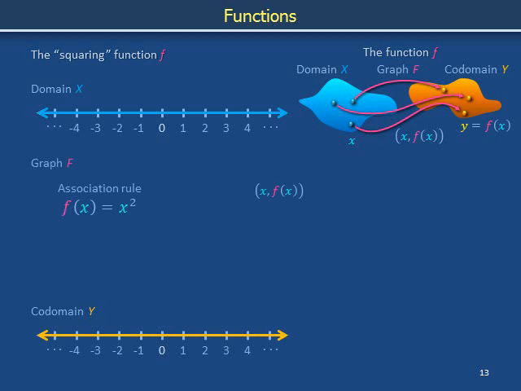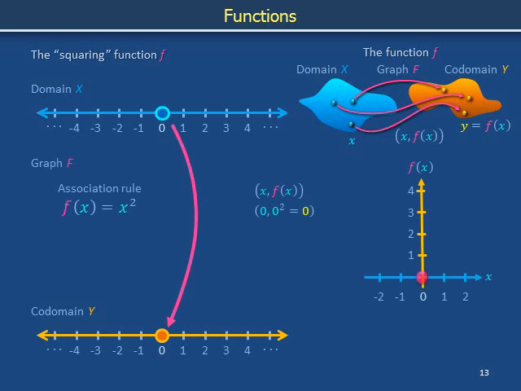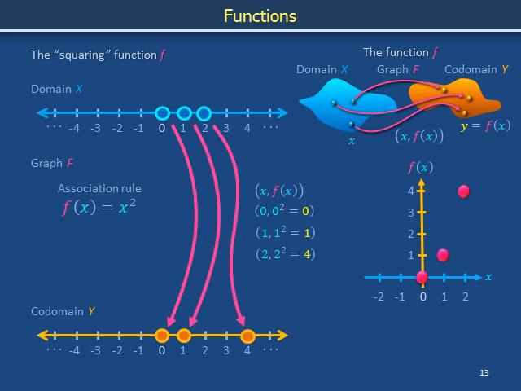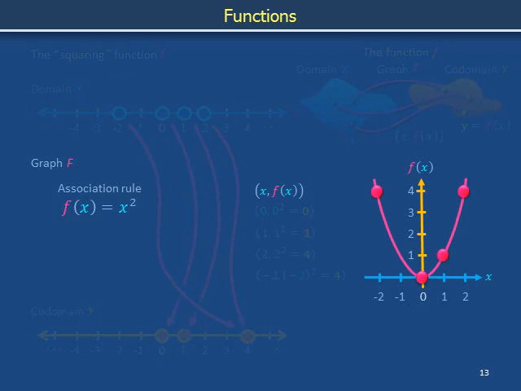The ordered pairs in the graph f include 0, 0, 1, 1, 2, 4, and negative 2, 4. The plot of f on x versus x is called a parabola. In physics and engineering, we routinely use the phrase function f to refer specifically to the association rule, ordered pairs, or the plot of f on x versus x.